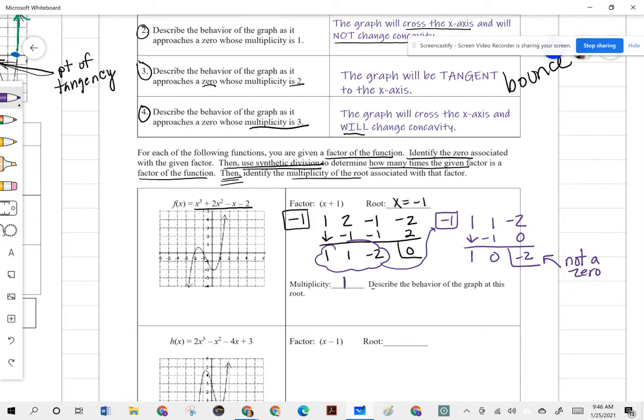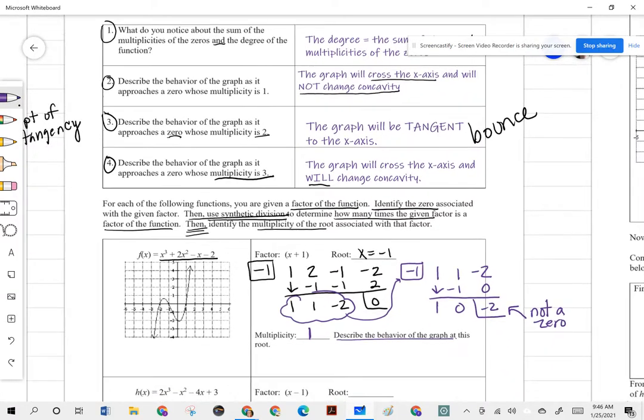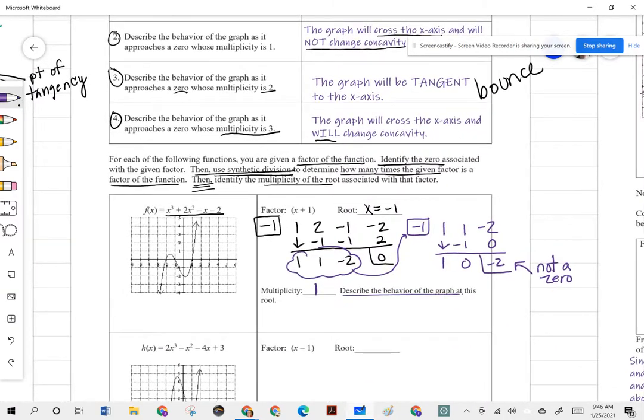And so now we're going to describe the behavior of the graph. Well, if it has a multiplicity of 1, we can go back up here to the top and look at how we should describe that. So we're going to say that the graph will cross the x-axis without changing concavity.